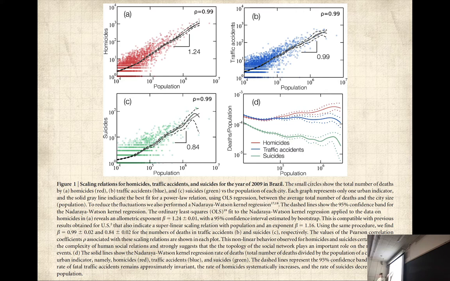But if you divide by population, then what has to happen is that traffic is a constant, suicide is going down, and homicides are going up. You know, there's no explanation for this, but it was a thing to think about, and it's like, oh, this is a departure from what else was found.